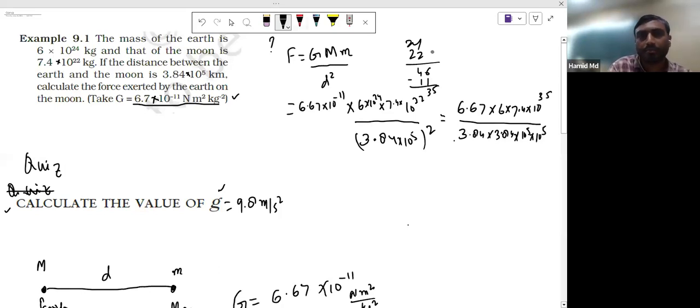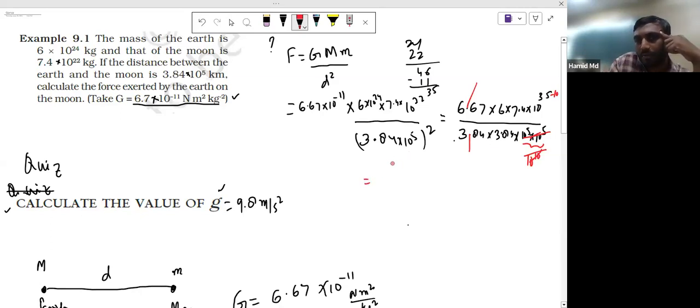Let me change the pencil color. Okay. So this point will be cancelled. Clear how? If you translate it, it will be 667 divided by 100, and here 384 divided by 100. So this will get cancelled. This is 10 to the power 5, 10 to the 5 is 10 to the power 10. So if we take this upside, it will be 10 to the power minus 10. Clear? So this will be gone.